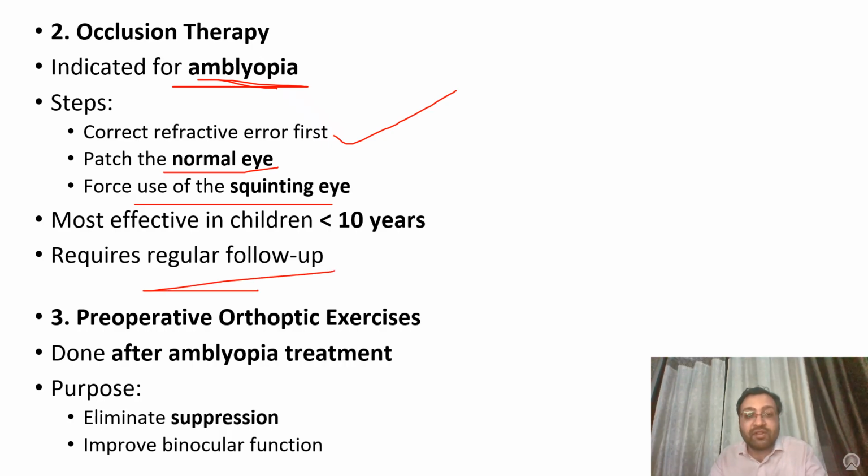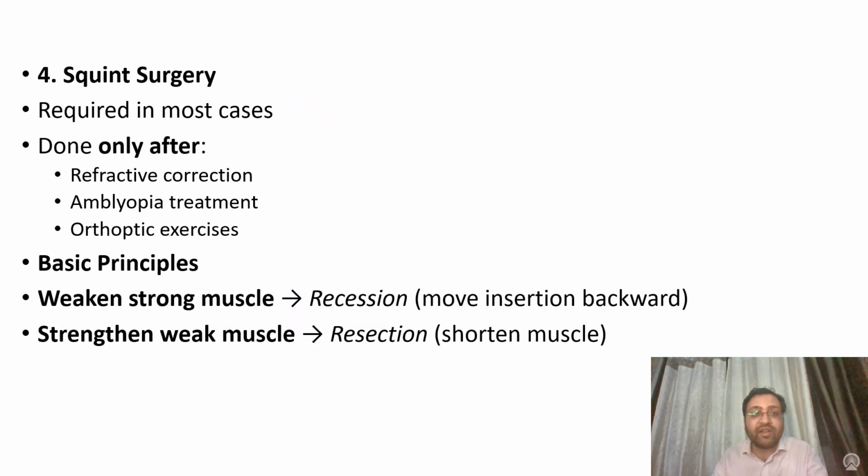Then we can have preoperative orthoptic exercises. These are done after the amblyopic treatment. We have synaptophore exercises, which we can do after the treatment of amblyopia. Why is it done? To eliminate the suppression and improve the binocular function. Then the other thing that we can do is squint surgery, which is required in most cases.